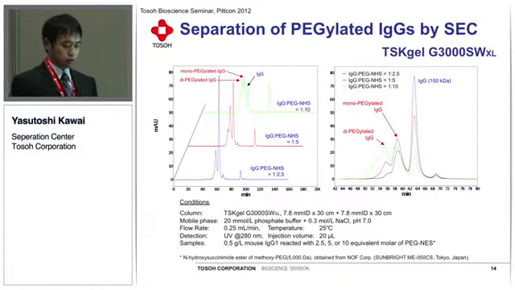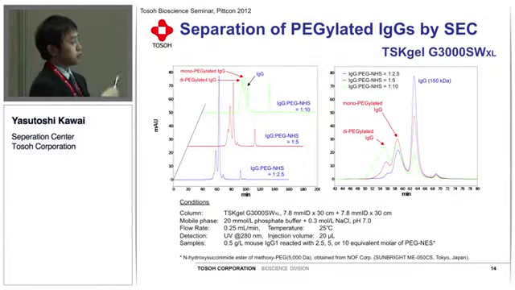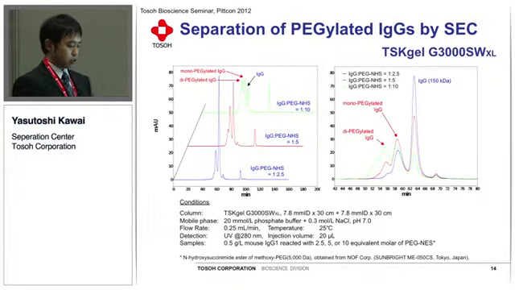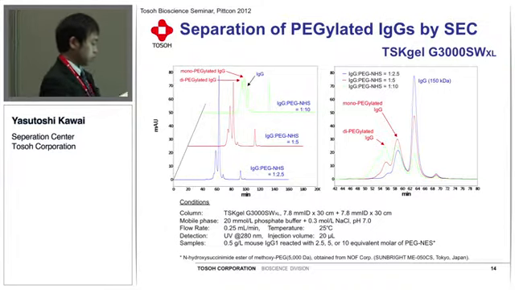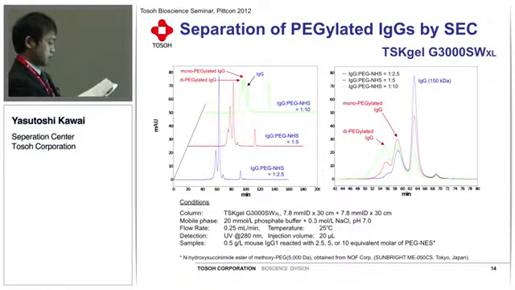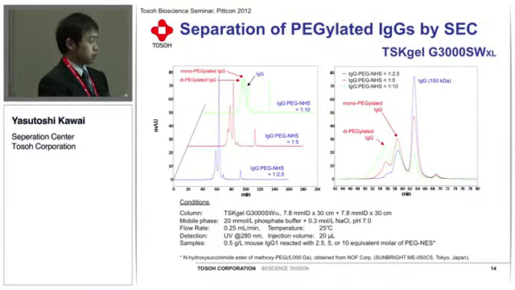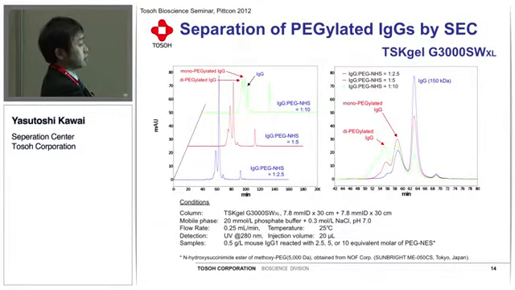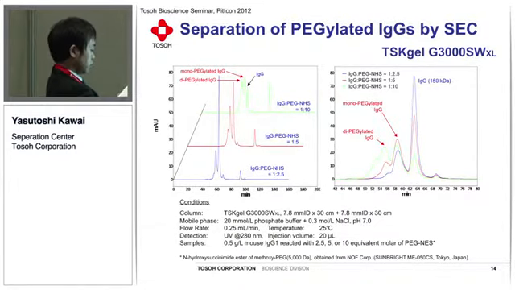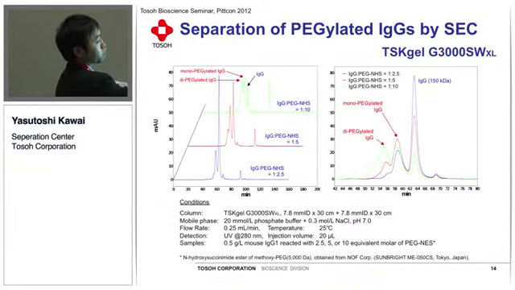I'd like to show one more example of SEC separation. This slide illustrates the separation of PEG-conjugated antibodies prepared with different antibody to PEG ratios. Here you find that mono-PEGylated species and di-PEGylated species were separated from the intact antibodies, shown in the right figure.